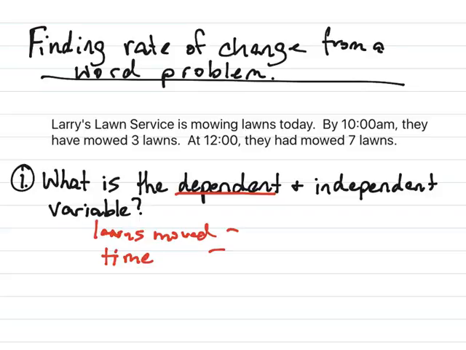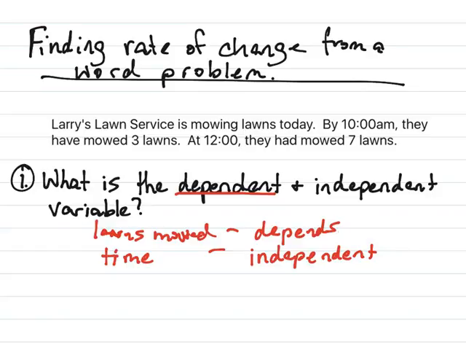Okay, well, hopefully you figured out that the lawns depend on the amount of time, so they couldn't get like 7 lawns done in 0 time. It takes them a couple hours here. So the amount of lawns mowed depends on the time. The time is independent, and you can think about this. You know, they could start at 7 a.m. if they wanted to, so that could change. But the amount of lawns mowed depends on the amount of time they put in. Just kind of like your pay would depend on how many hours you work if you're paid hourly.